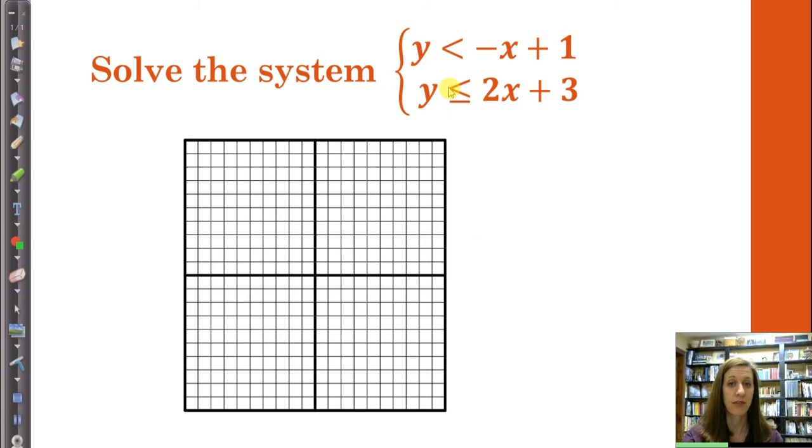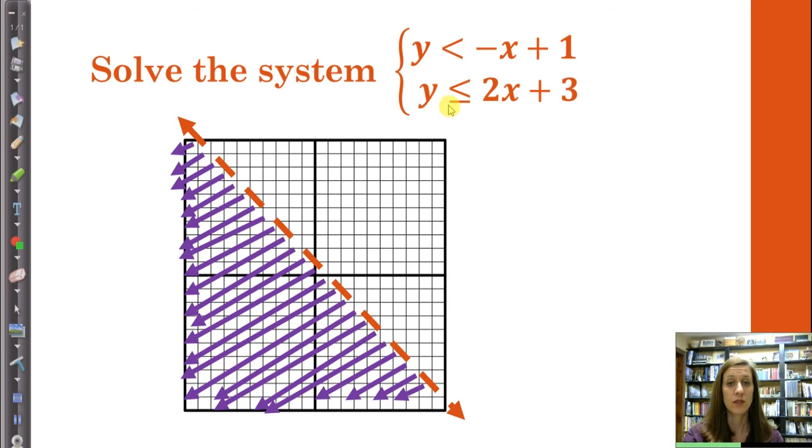So I'm going to first graph y is less than negative x plus 1. So that's what that line looks like. And then remember, because we're graphing inequalities, this is y is less than, so I have a dotted line and I need to shade below the line.